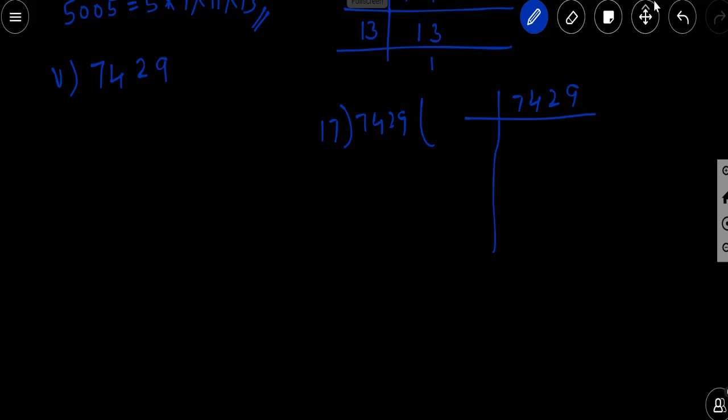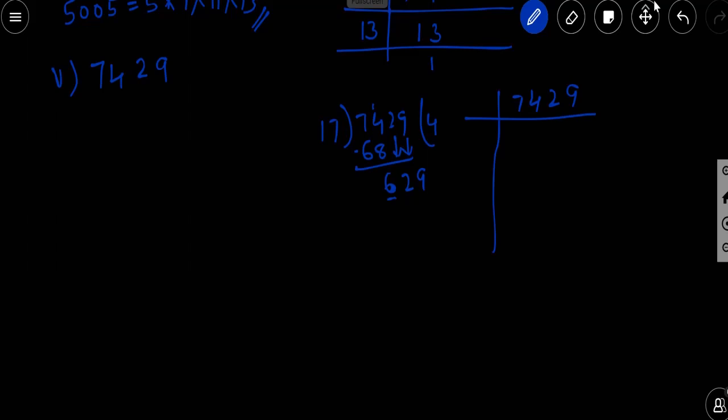7429. So 17 fours are, how much will it be? 68. Okay, 68 if I write here. So if I subtract here, one carry, 14 minus 8, you are going to get 6. I'm going to take both the numbers down. So 2 9, 29. So this becomes 629. See here it is 62, but here you have 69.